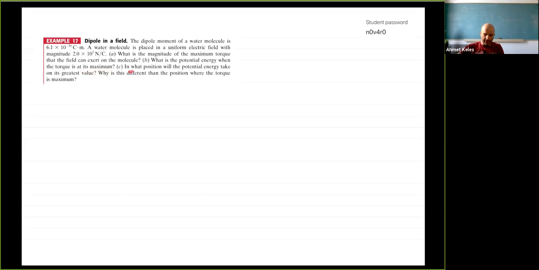And in what position will the potential energy take on its greatest value? And why is this different from the position where the torque is maximum? Okay.